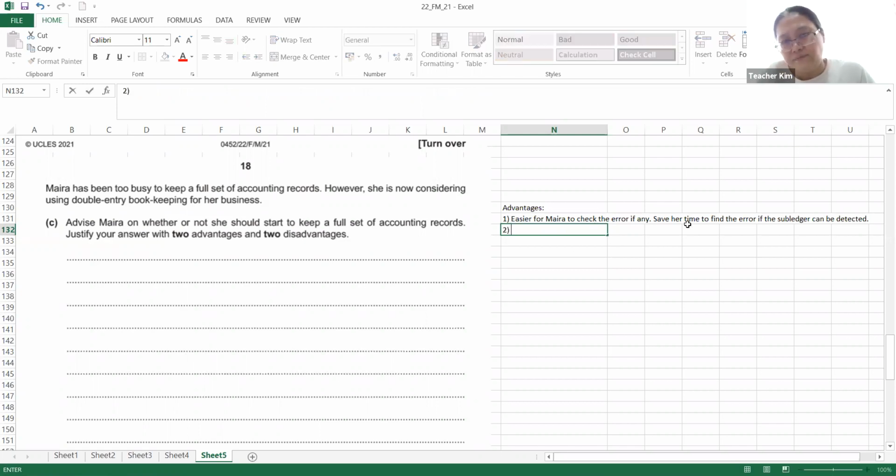Other than that, another advantage is the accounts are more reliable. The government finds it more reliable, and it is easier to prepare financial statements and submit the tax computation to the government.